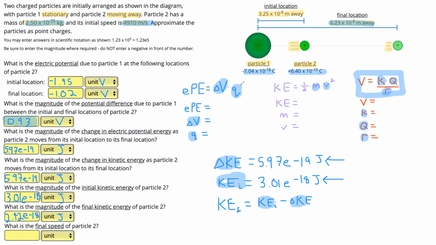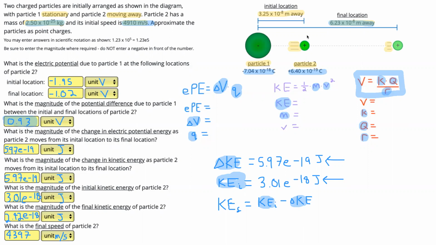Now our final job is to find our final speed of particle 2. We now know the final kinetic energy of particle 2, so we know the kinetic energy. We still know the mass of particle 2, that hasn't changed. So all we need to do is put those into our equation to figure out our final speed. Again, I'm not going to do that. You should be confident on that by now, but that gives us a final speed of 4,397 meters per second.